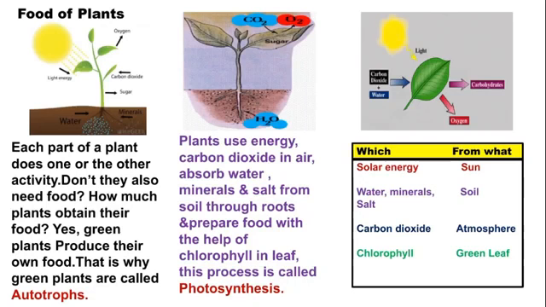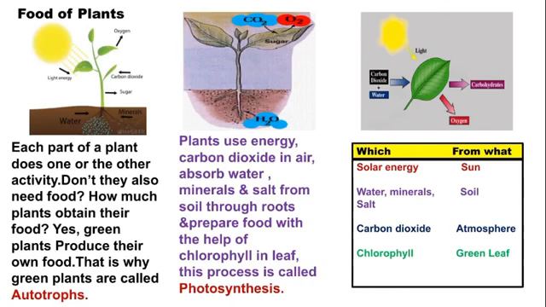So next, plants use energy, carbon dioxide in air, and absorb water, minerals and salt from the soil through roots and prepare food with the help of chlorophyll in the leaf. So this process is called photosynthesis. So children, this photosynthesis process you can see in the first picture in detail. Okay. So in the third picture, the leaf is green in color because chlorophyll will be there. So it takes sunlight and carbon dioxide plus water from the soil and it gives carbohydrates and oxygen.